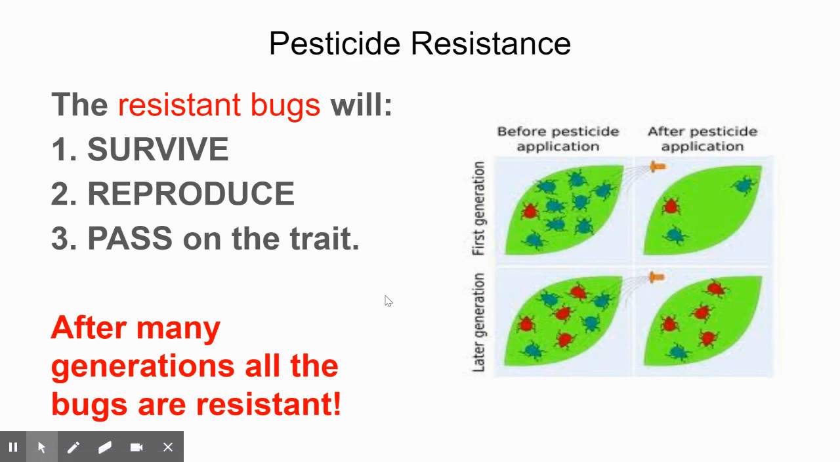Well, that concludes our lesson on natural selection. So hopefully you learned the three goals for this lesson: one, understanding what natural selection is, and two, understanding how pesticide resistance and antibiotic resistance are both examples of natural selection.